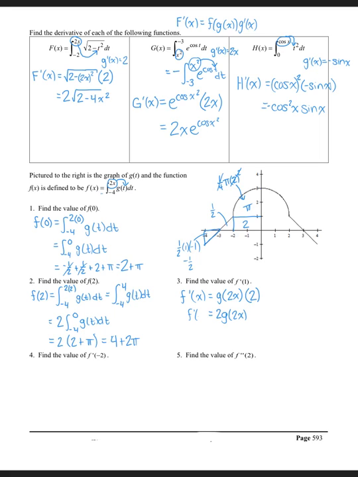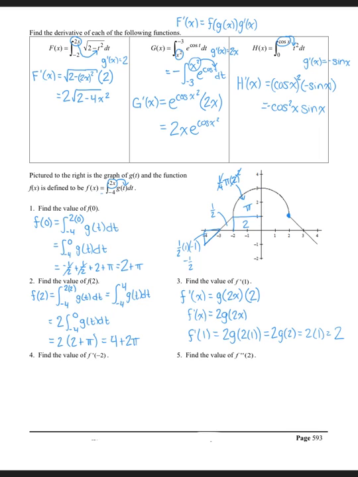So if we wanted to find f prime of 1, we just plug in 1. So I have 2 times g of 2. This graph here is the graph of g of t, so g of 2 is right there. Well, that's 1. So this is 2 times 1, which is just 2.